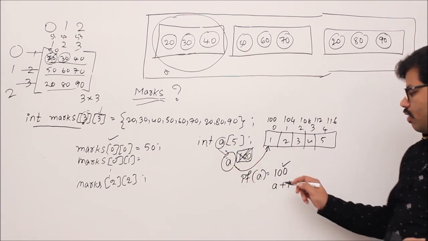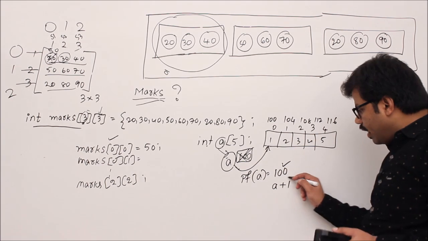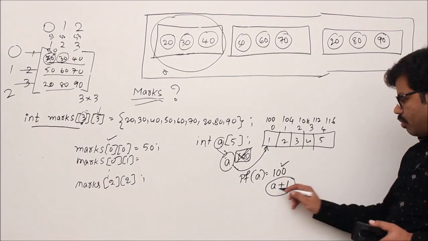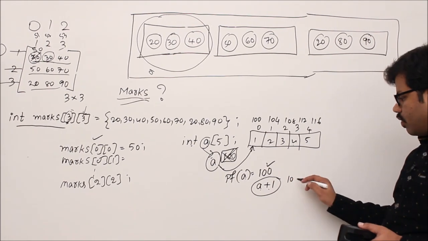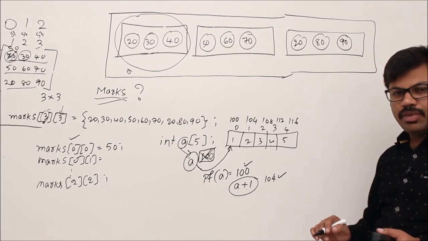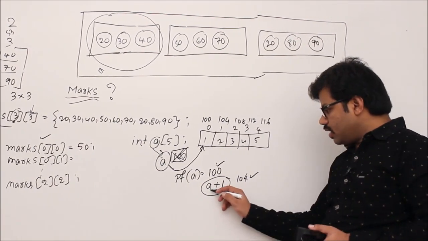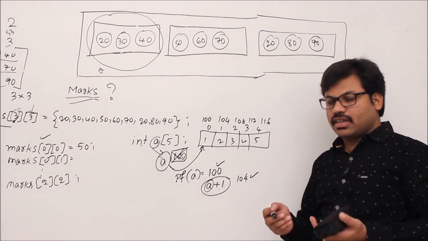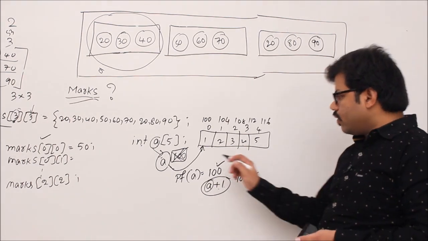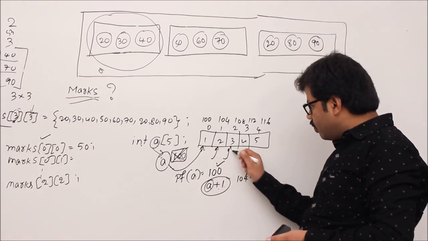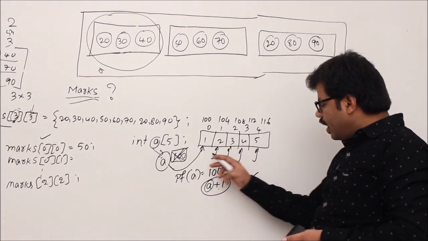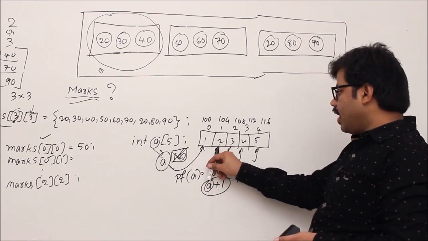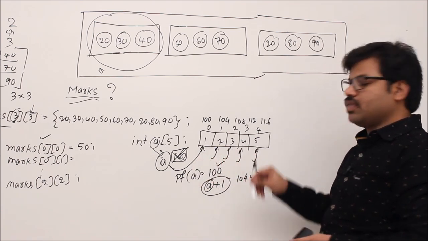But you can add plus 1 to a, right? Because you want to access all these elements. For example, a plus 1, what happens? It will be 100 plus 1, which is 104 in pointer arithmetic. Why is it 104? 100 plus integer size. The reason is a is an integer pointer. That is the imagination. That's why it will move like this. From now onwards, remember, if a is here, then a plus 1 will be here, a plus 2, a plus 3, a plus 4.